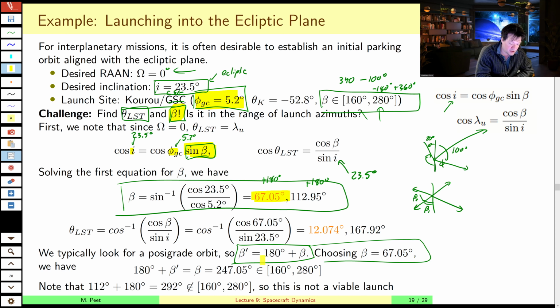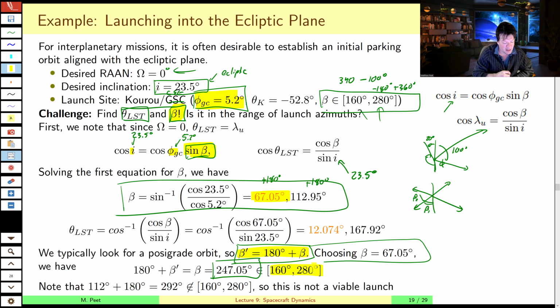So let's try the first one. We add 180 degrees to it, and we get a required azimuth of 247 degrees. And we compare that to our acceptable range of azimuths, which is 160 to 280. And so a prograde launch out of Kourou at 67 degrees beta plus 180 degrees to go prograde is going to be acceptable.